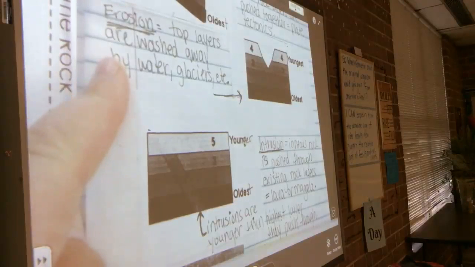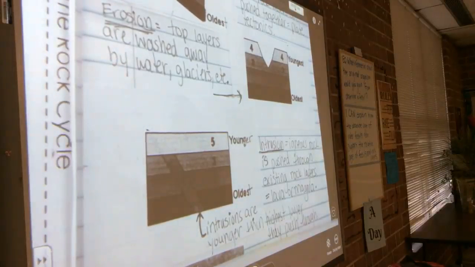Who's still on erosion? No. Nope. Seth's just kidding.